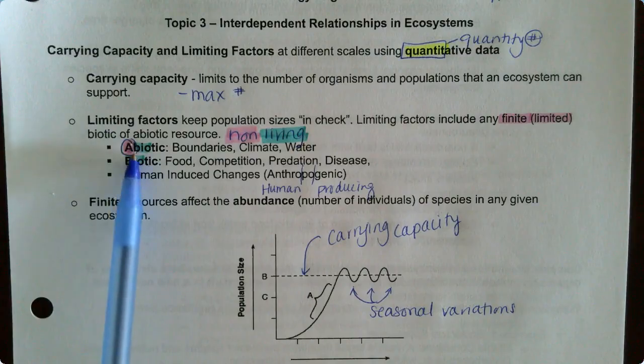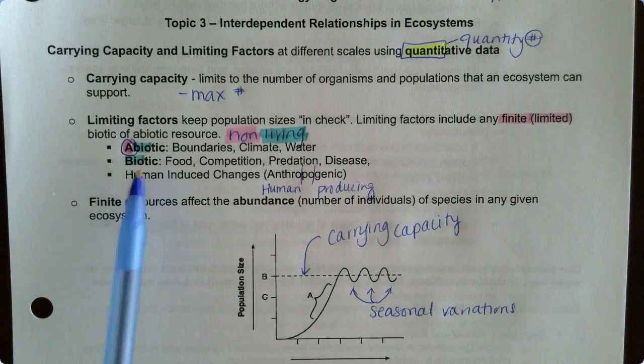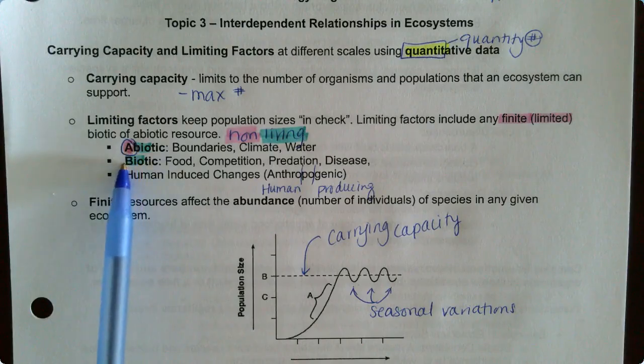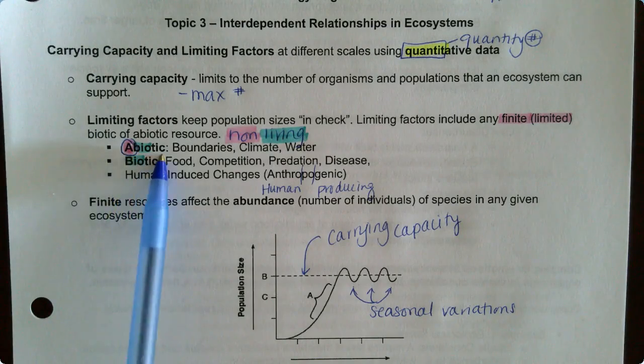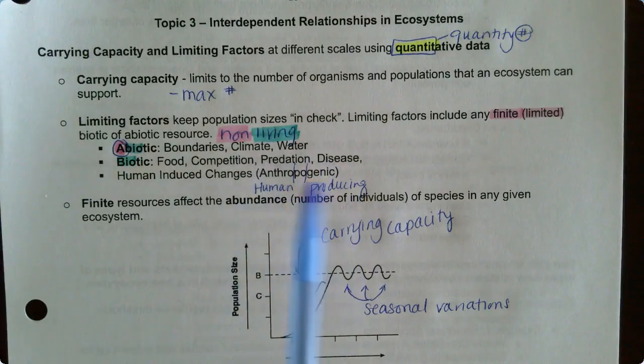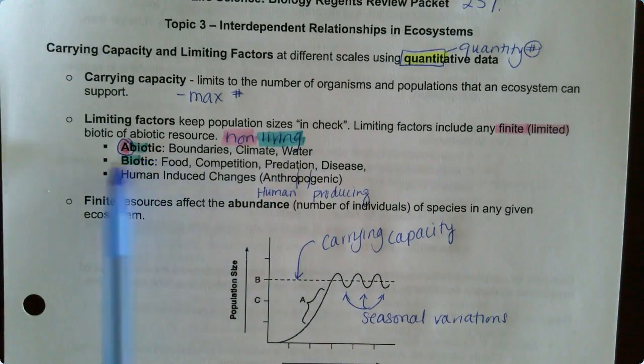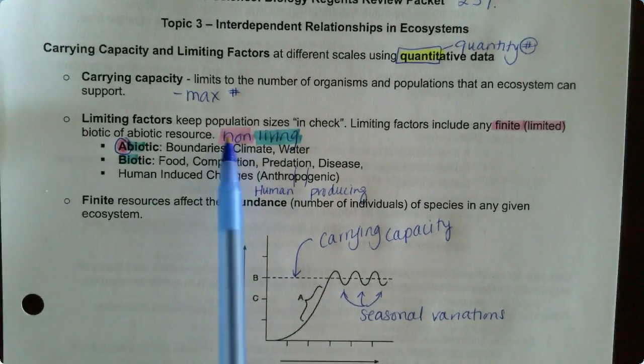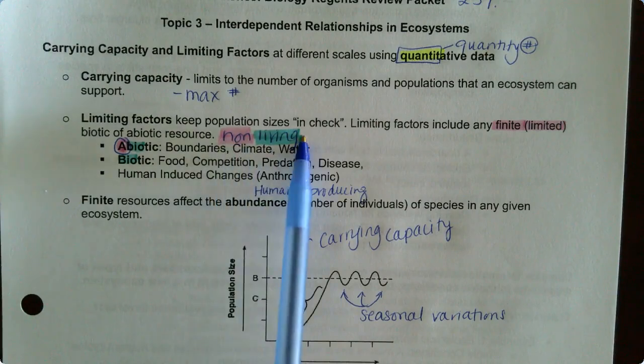And the two different types of limiting factors are going to be called abiotic and biotic. I like to break apart words, like here I have abiotic. I highlight the bio. I do know that bio means living. And then the A is going to negate that. So therefore, that means non-living.